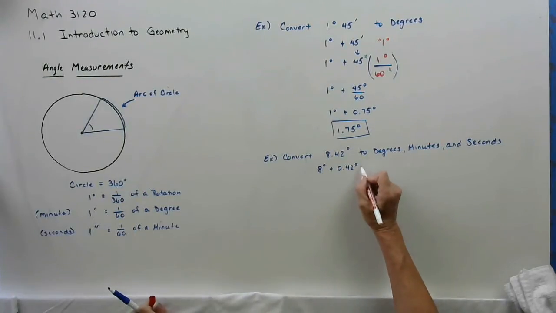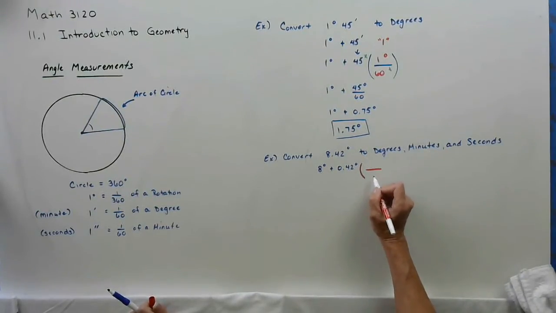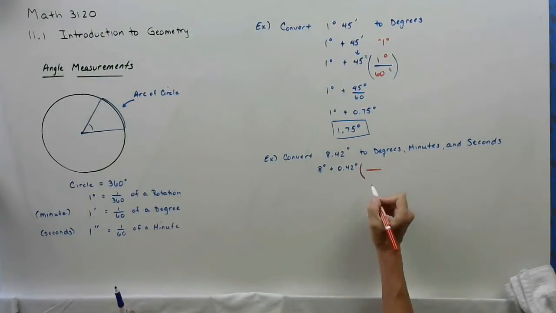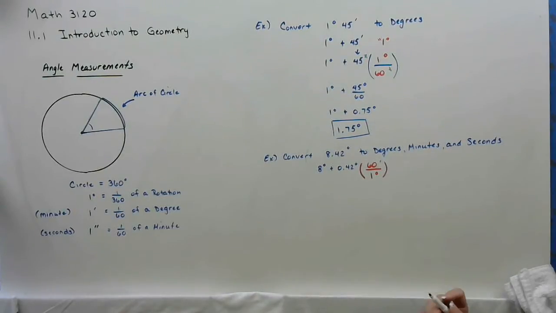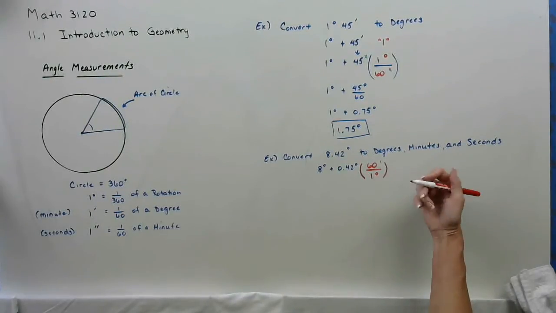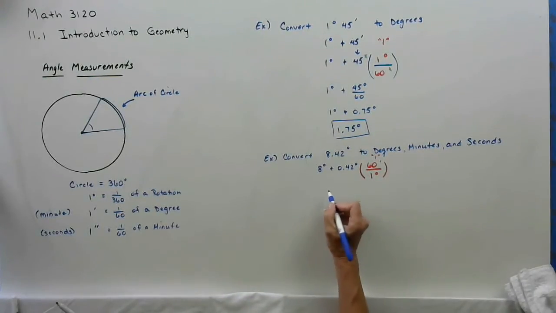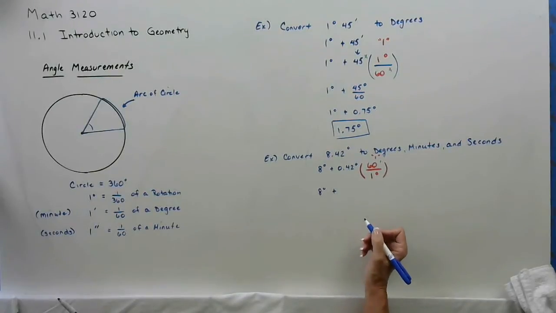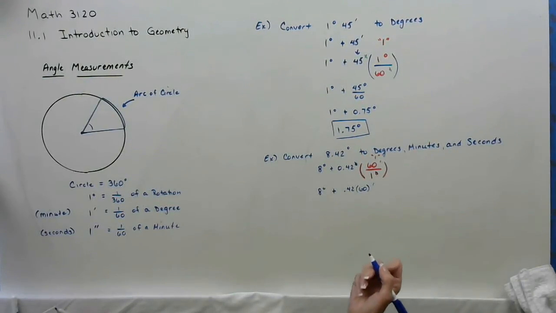So this time I want to get rid of the degree symbol. So instead of putting the degrees in the numerator, I'm going to say that we know that 1 degree is the same as 60 minutes. So all I did was multiply by the number 1. These two are the same thing, therefore it's the same as multiplying by the number 1. So if I do that, that's going to give me 8 degrees plus, notice my degree symbols cancel, so I'm left with 0.42 times 60 minutes.